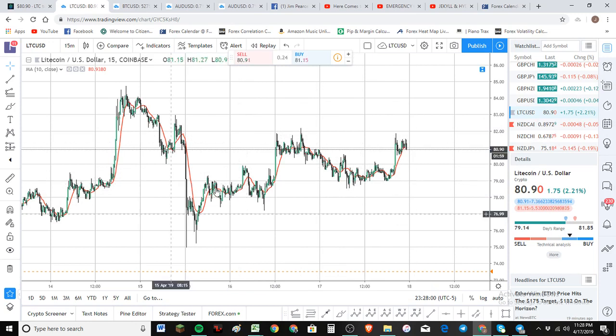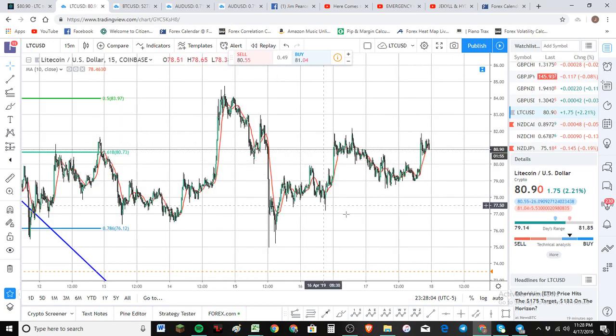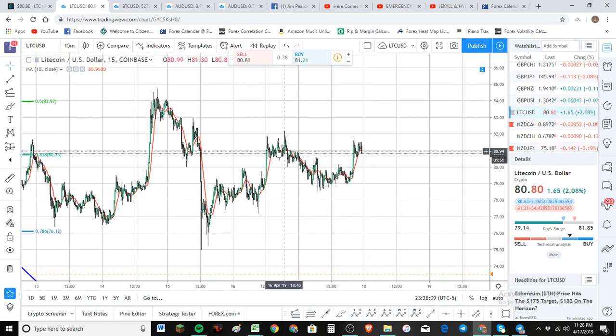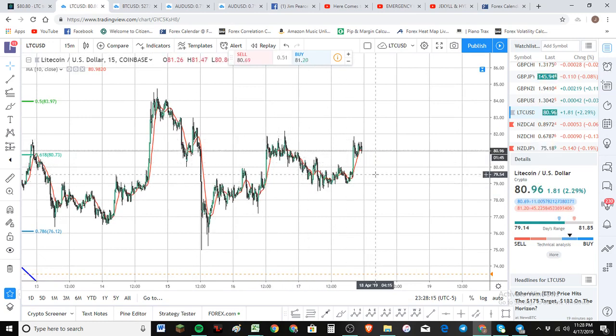It still could be an ABC, it could be a double correction, it could be a WXY, but we're still corrective. A lot of people in my swing trading community are wondering why it is so choppy, but that's exactly what corrections do. They're choppy. So don't be surprised when price keeps hitting 80 and goes up and down. That's what it does during a correction. So we just wait it out. Eventually, it's going to break down or break up.